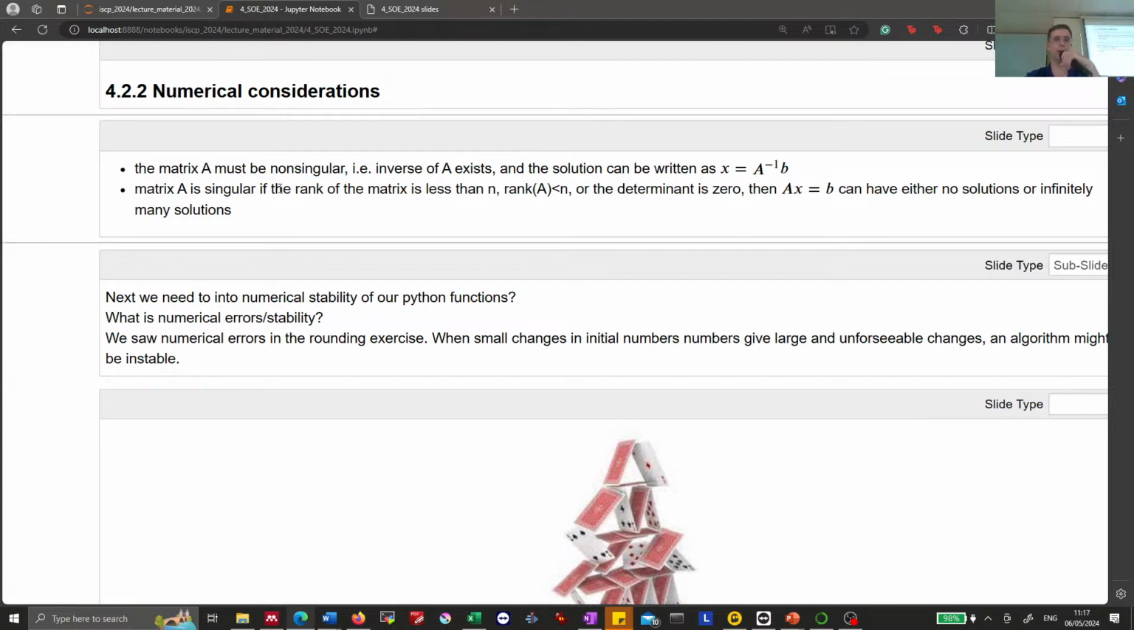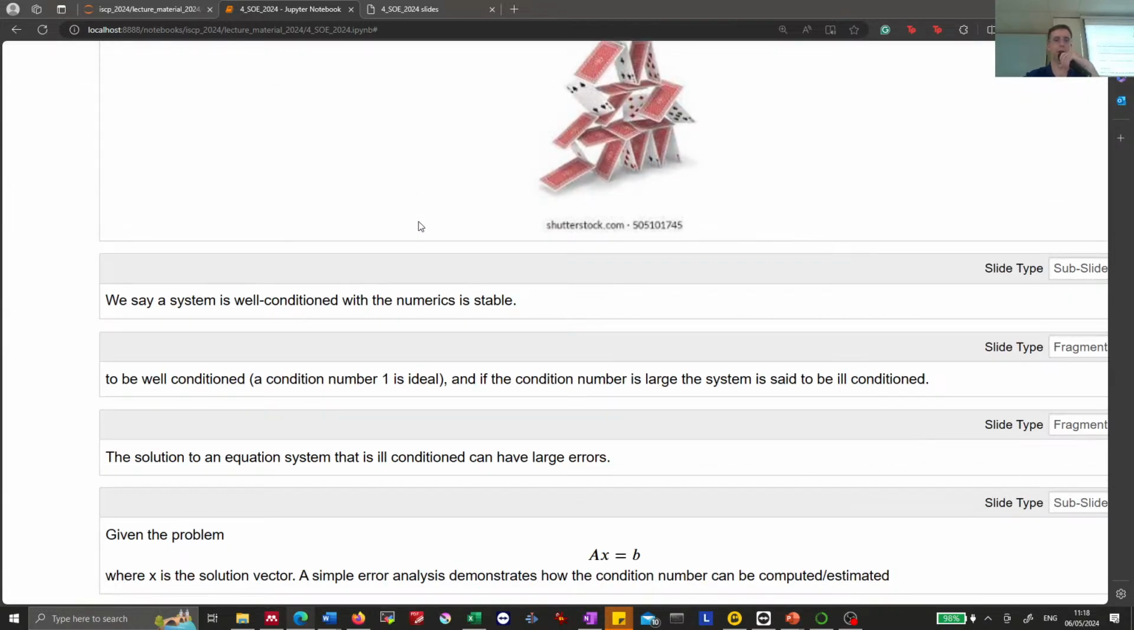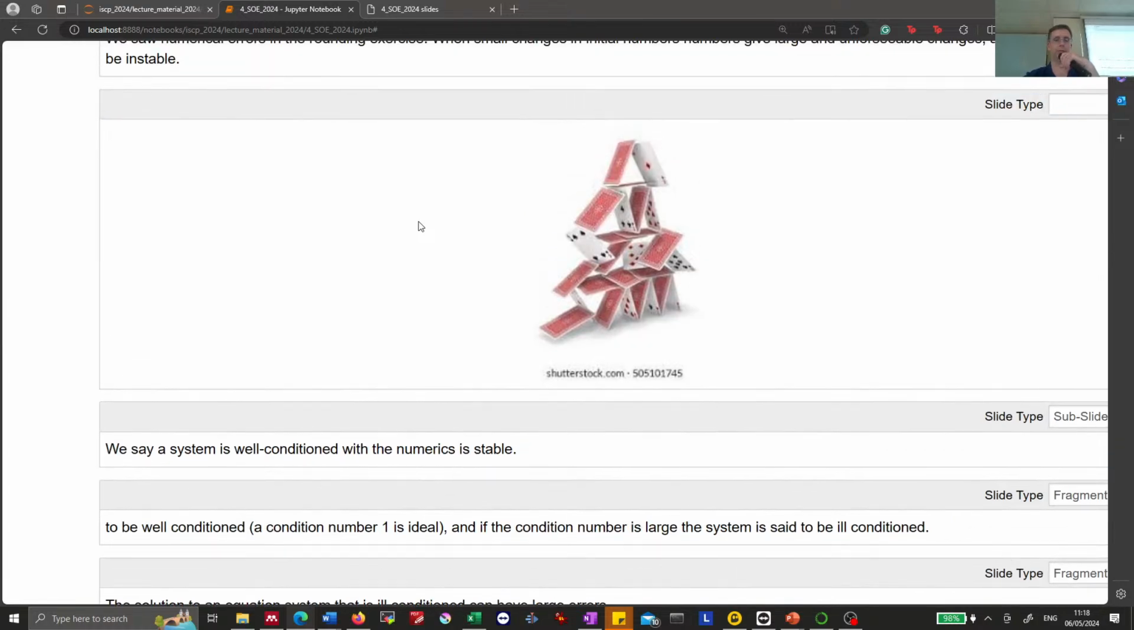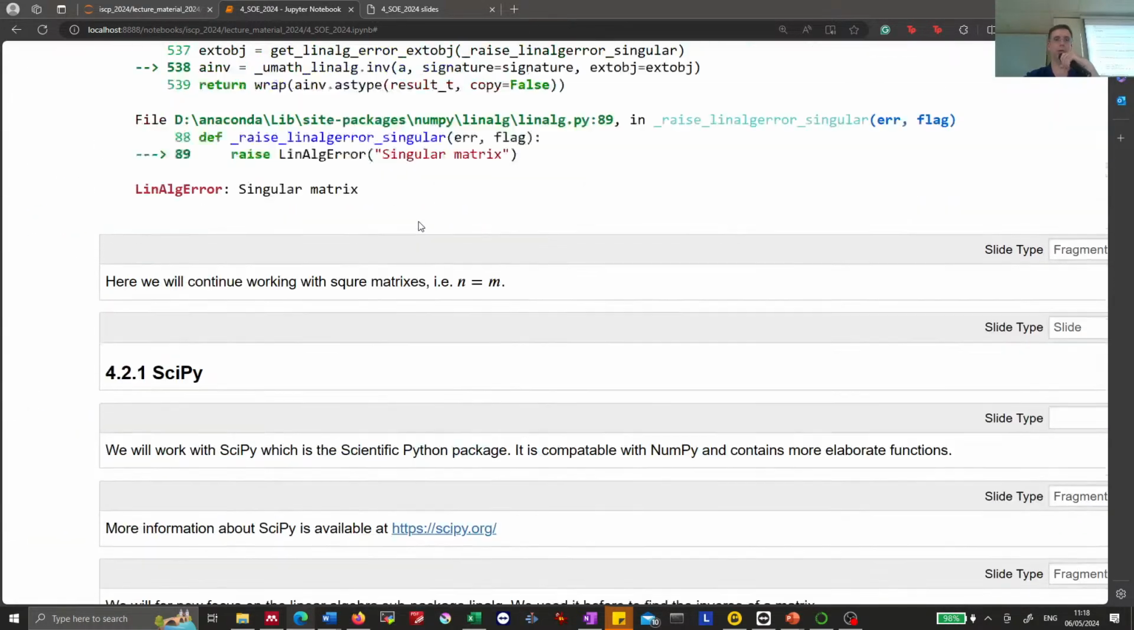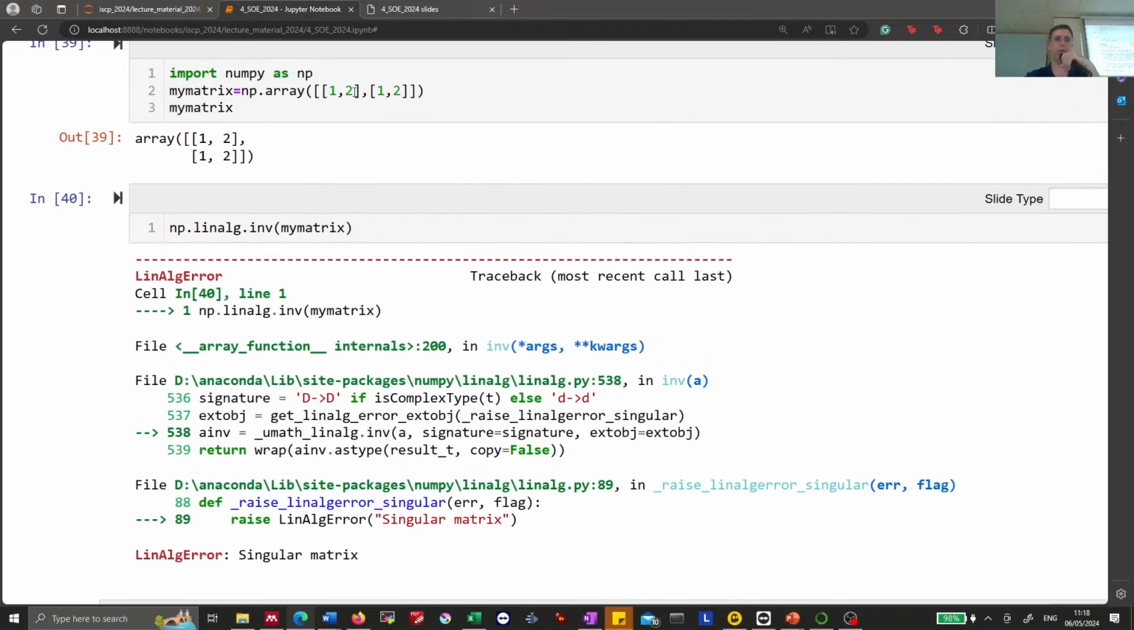And the matrix A is singular if the rank of the matrix is less than n, or the determinant is 0. Right. So if the determinant is 0, we can just change here a value a little bit, right? 2.0000000000000000001. Determinant is not 0 anymore, right?